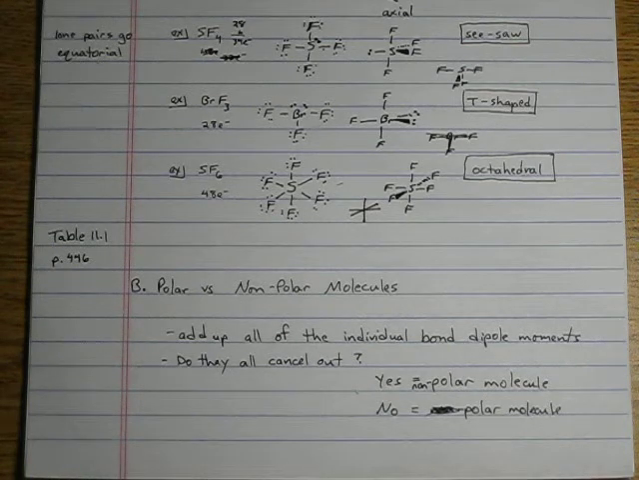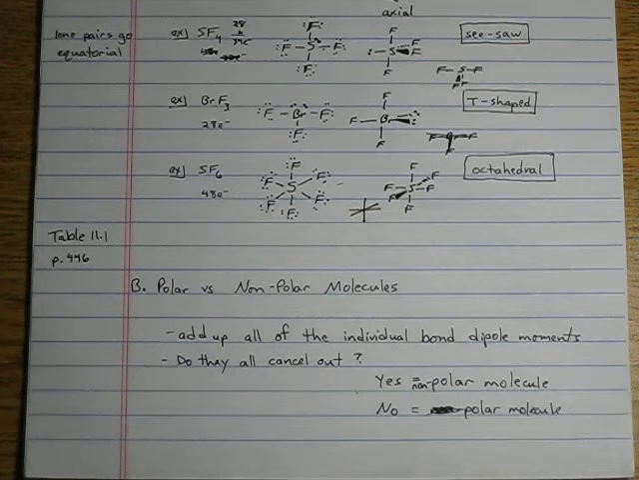Remember, if the two atoms in your bond have different electronegativity values, that bond is polar. But the question is, is the entire molecule polar? Does the entire molecule have a dipole moment where one end of the molecule has a partial negative charge and the other end of the molecule has a partial positive charge?